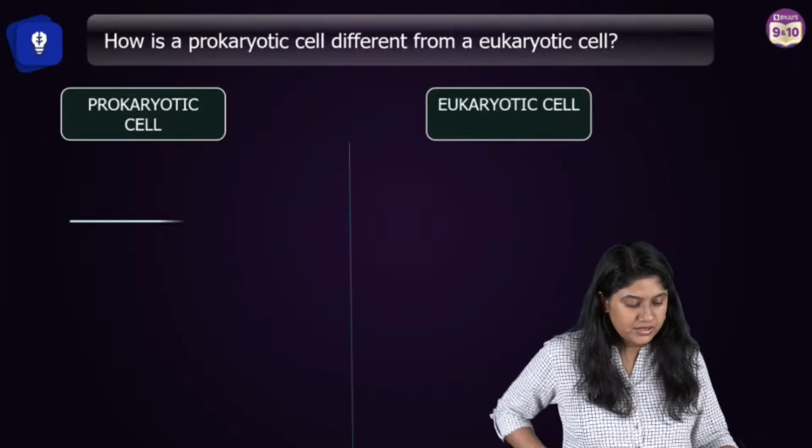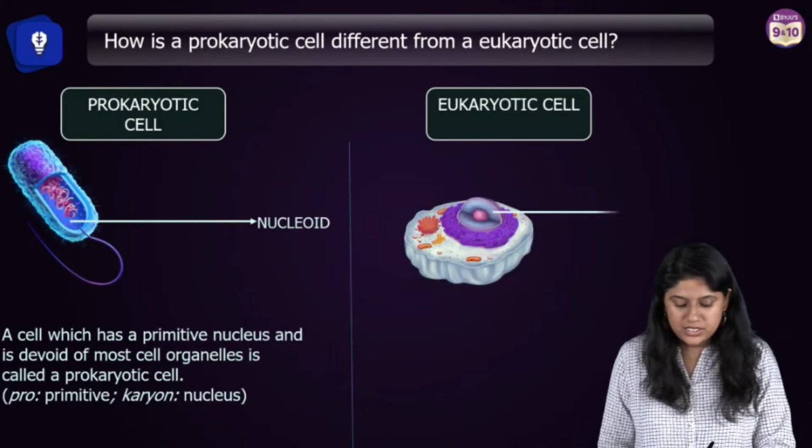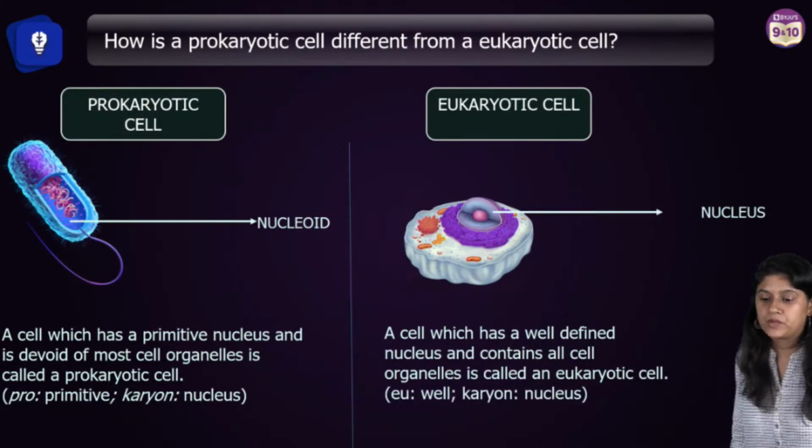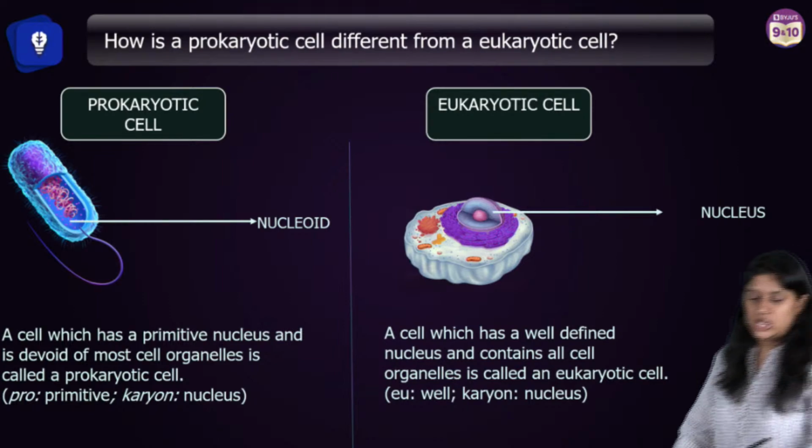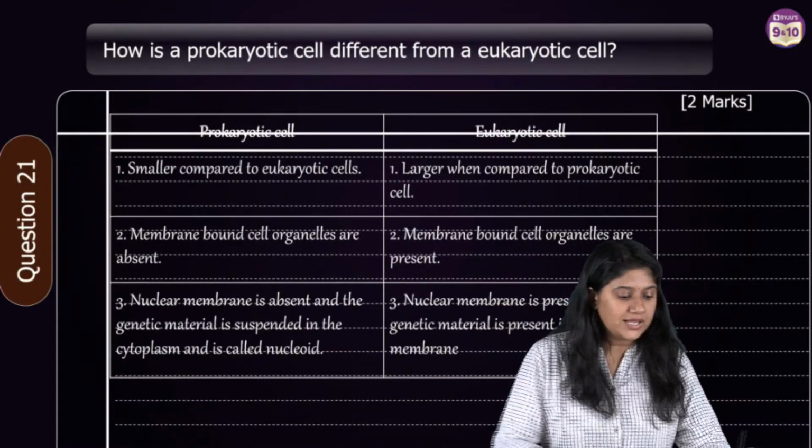So here, everyone, this is how we can frame the answer. Nucleoid is the main difference, and of course, we can mention the nucleus. These are the main differences that we have over here, right? Remember this, everyone. This is very easy for us to remember, right? Okay, chaliye. This is how you can frame your answer.